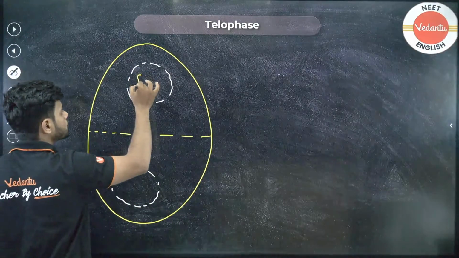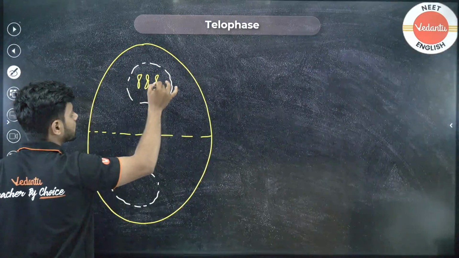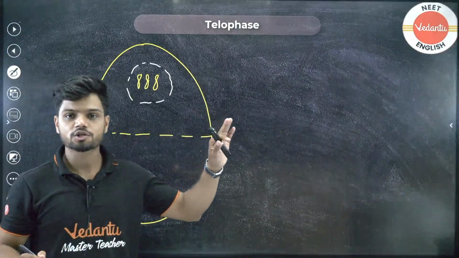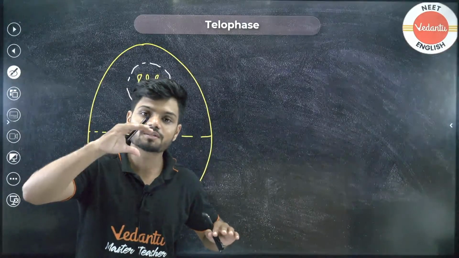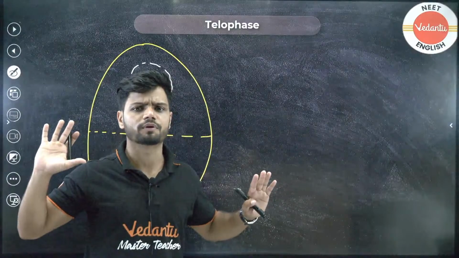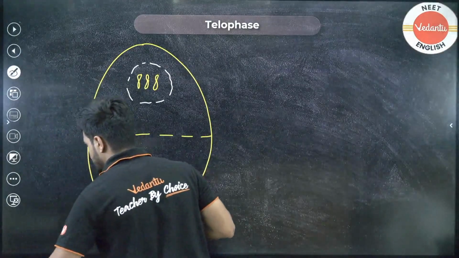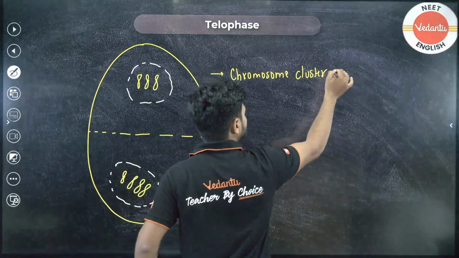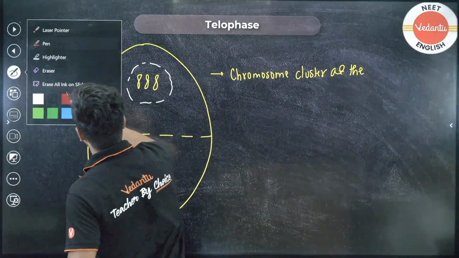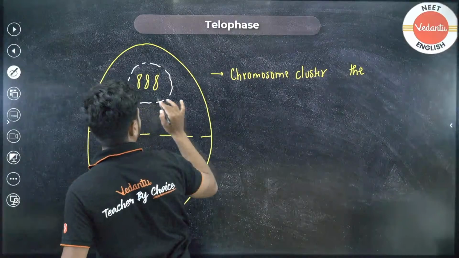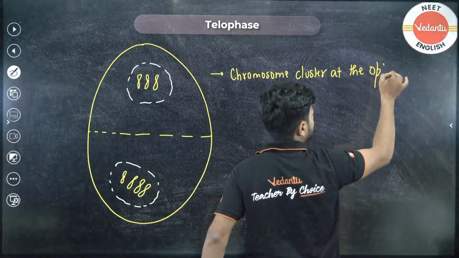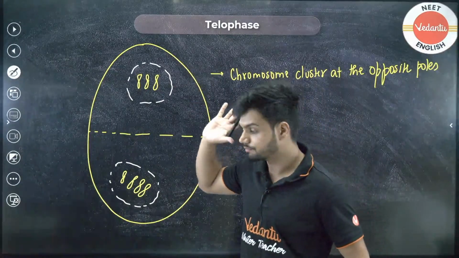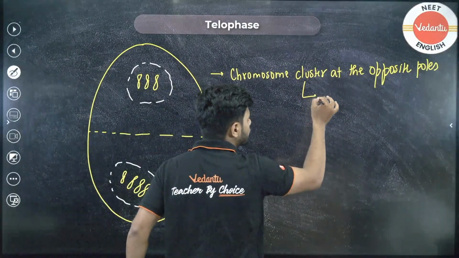Now, chromosomes are losing their identity. And remember, students, your telophase is actually the opposite of prophase. Whatever happened in prophase, it is going back now. It is the complete opposite of prophase. Now, what is happening here? Chromosomes cluster at the opposite poles. Can you see? Chromosomes are clustering at the opposite poles now. And they're losing their individuality.